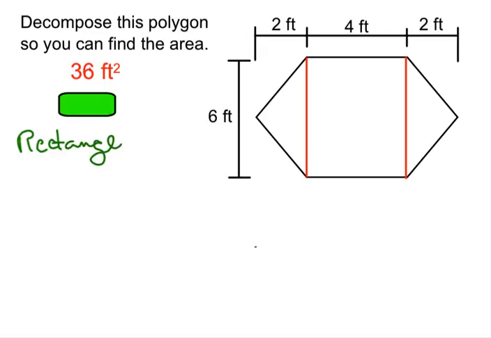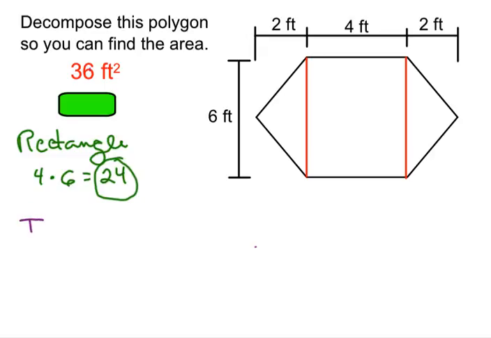All right. The rectangle's area: it has a length of 4 and a width of 6. Again, because 6 feet and 4 feet. 4 times 6 is 24. And so there's my area for my rectangle, okay, is 24 square feet. But now I want to find the area for my triangles, okay?